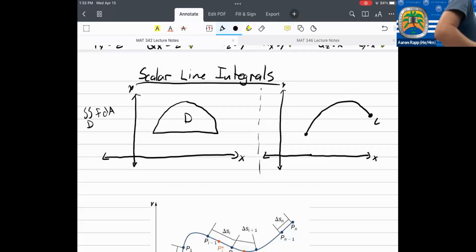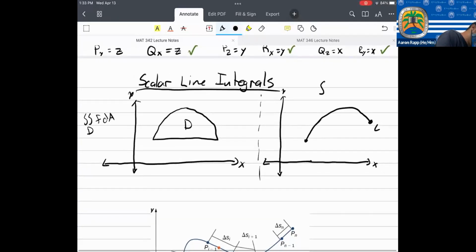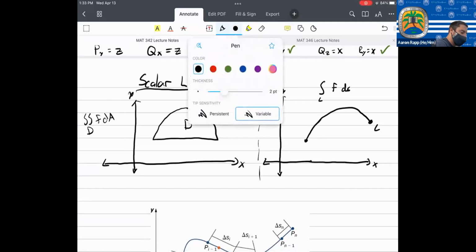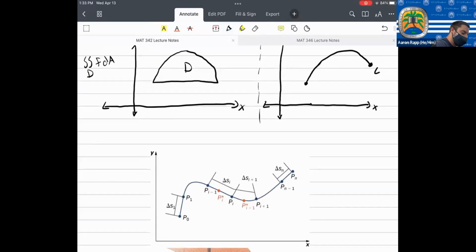So when I do integrations over a curve instead, it's just going to be a single integration for whatever my function is. We're going to do a ds, and ds is just for arc length of the curve. We're going to break this down. How are we going to do this?